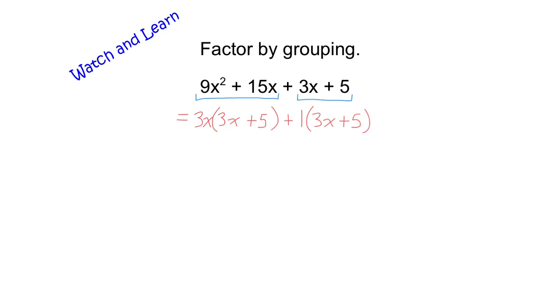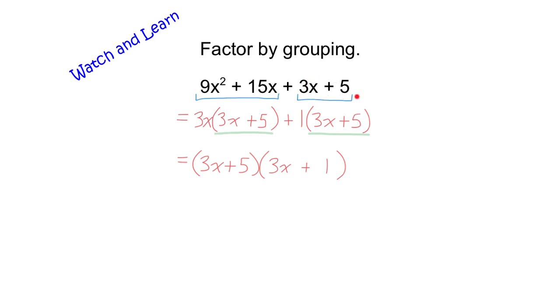Now I want you to notice something here. These two terms both have 3x plus 5 as a factor. So 3x plus 5 is the common factor of both terms. So if 3x plus 5 is the common factor, what do I have to multiply it by? Well, 3x plus 1.